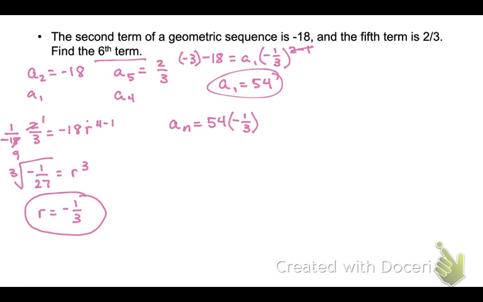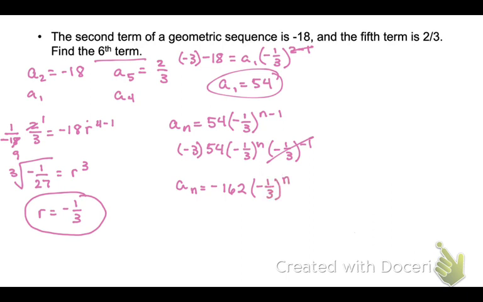Can I jump from the n minus 1 to the multiplication by the reciprocal? Are we good with that? No, not yet. Okay, so 54 times negative 1/3 to the n times negative 1/3 to the negative 1. So that means I multiply by negative 3. So a sub n equals negative 12 carry a 1, 162.